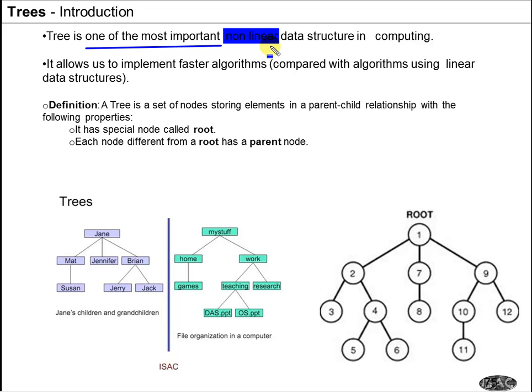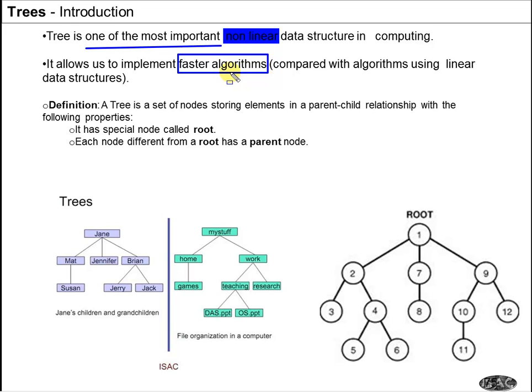It allows us to implement faster algorithms. There are a lot of algorithms, especially search and all, which are much better in a tree data structure than any other data structure. It allows us to implement faster algorithms for various purposes.